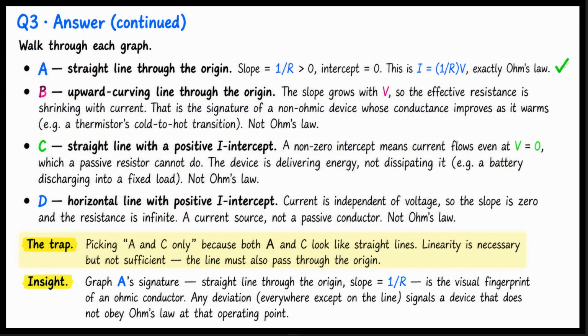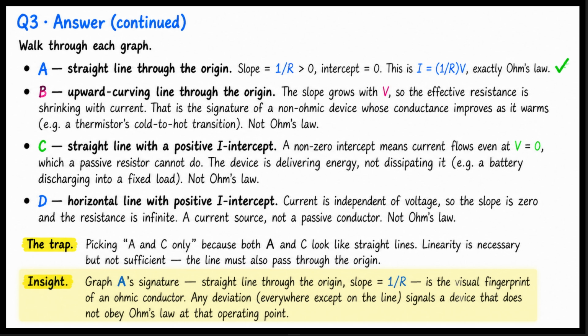The most tempting trap is option 2, A and C, because both A and C are straight lines and people remember linear is good. But linearity is necessary, not sufficient. The line also has to pass through the origin. The pass-through origin requirement rules C out and locks the answer to A.